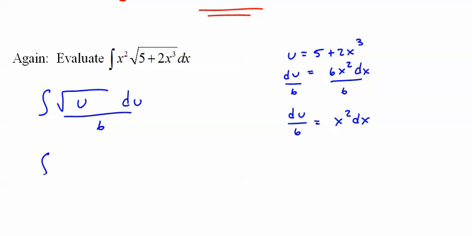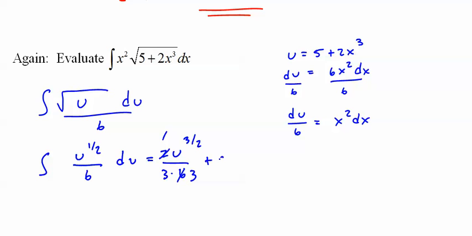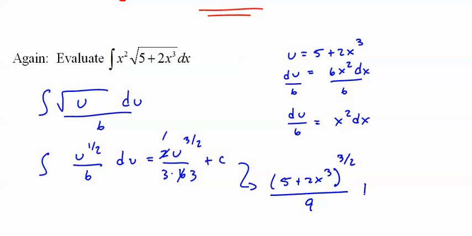I like to rewrite things, u to the 1/2 over 6 du, which is, add 1, get u to the 3/2, divide by 3/2, which is like multiplying by 2 over 3, still got the 6 there, a little canceling, don't forget your plus c. Sub back in for u, 5 plus 2x to the third, to the 3/2 over 9 plus c.